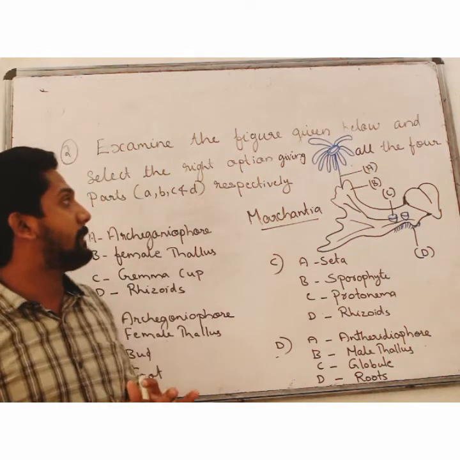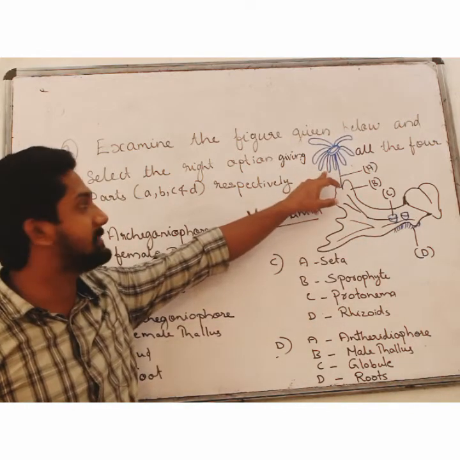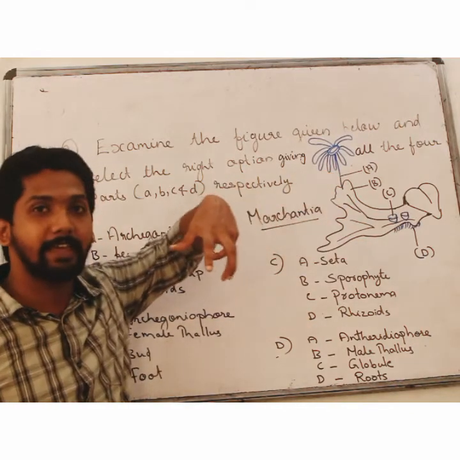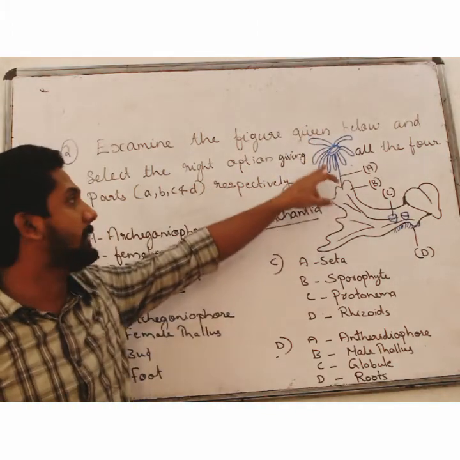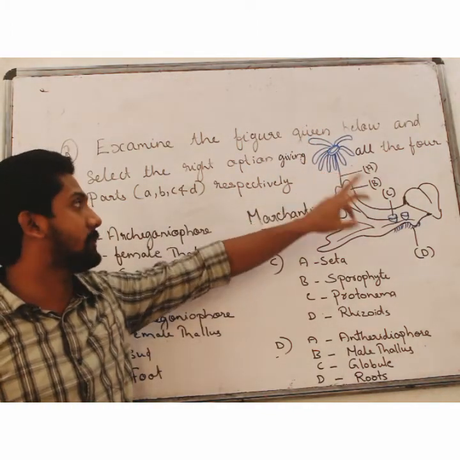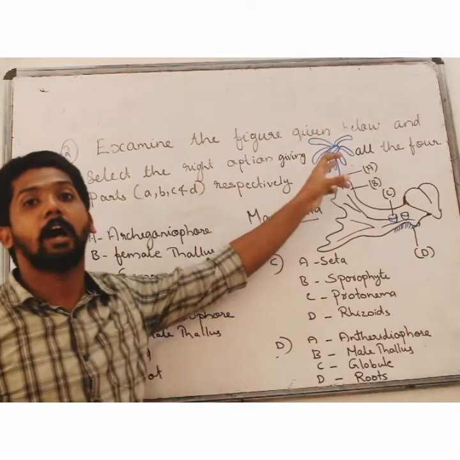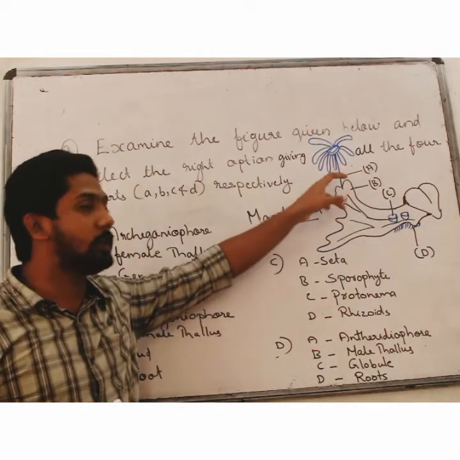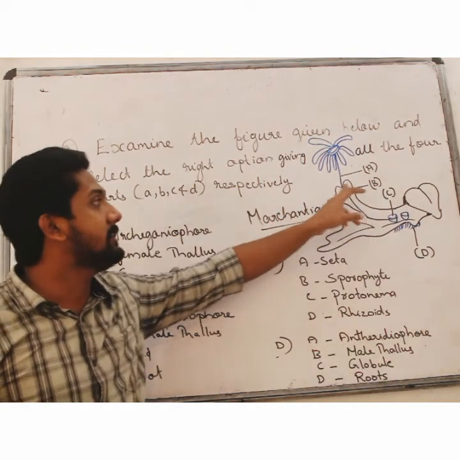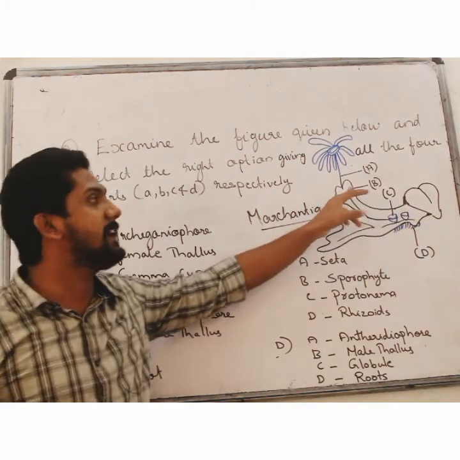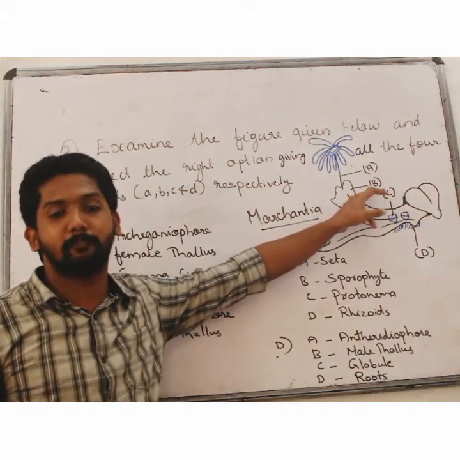So from this diagram we can say that this is the archegoniophore. There are finger-like structures drooping down. So the portion labeled A is the archegoniophore. Since it is the archegoniophore, we can simply say that the thallus, the plant body, is the female thallus. So B is the female thallus.